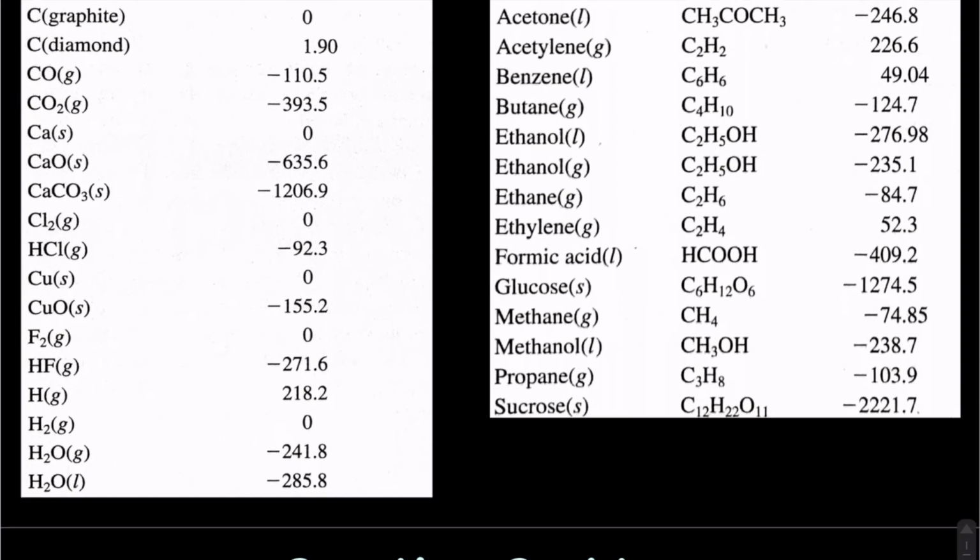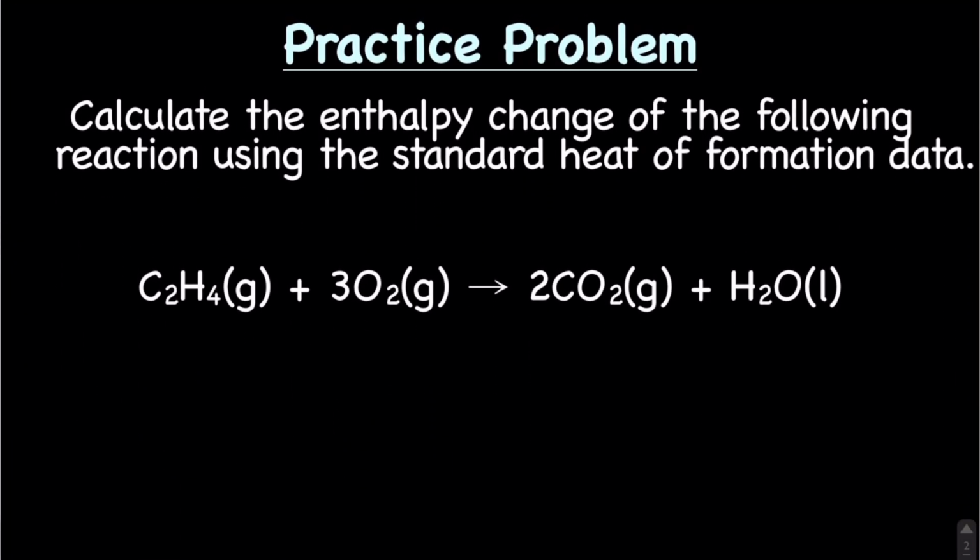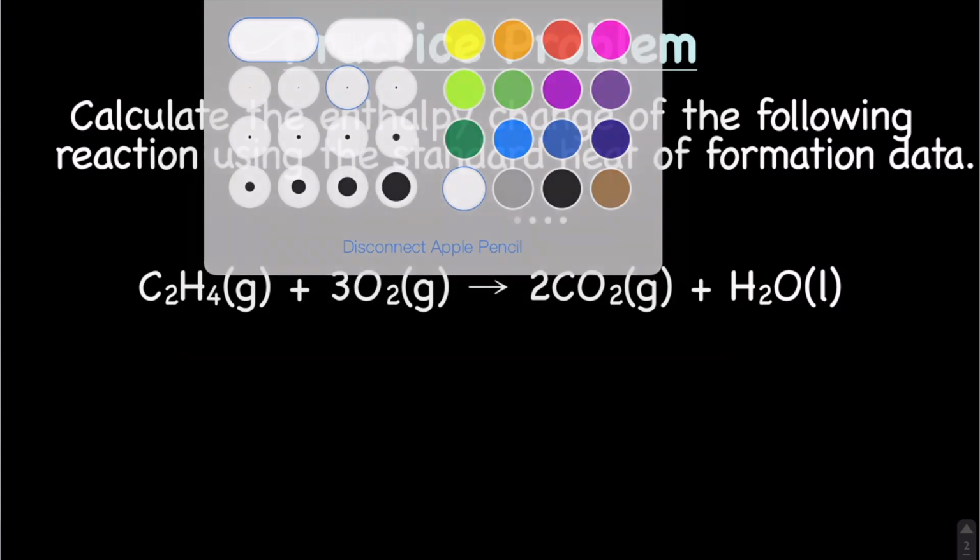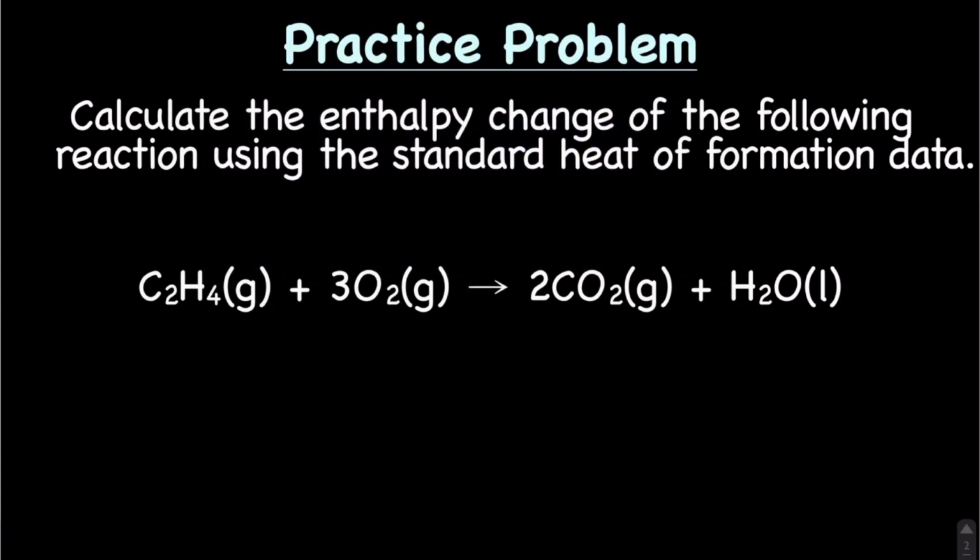Okay, so let's now try a practice problem. Calculate the enthalpy change, delta H, of the following reaction using the standard heat of formation data. So we have C2H4 in the gas form plus 3 O2 in the gas form producing 2 gaseous CO2 and H2O liquid. And we have a major typo here. This needs to be 2 H2O liquids for all this to balance out. Okay, so how do we go about doing this?